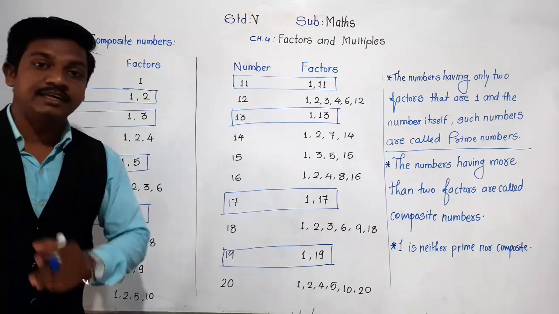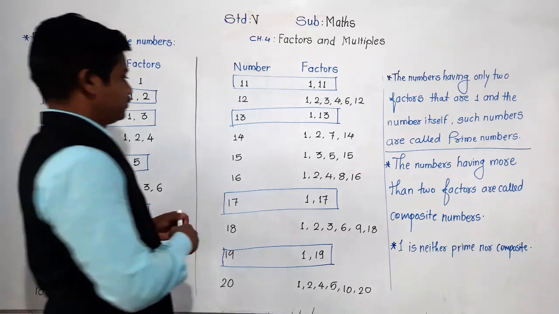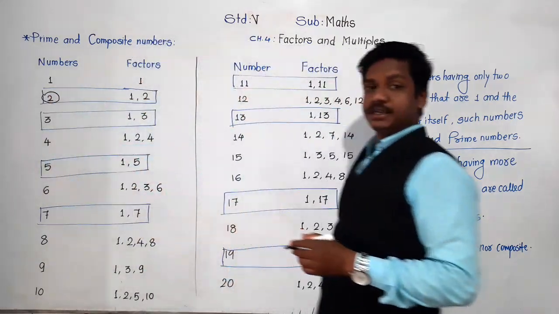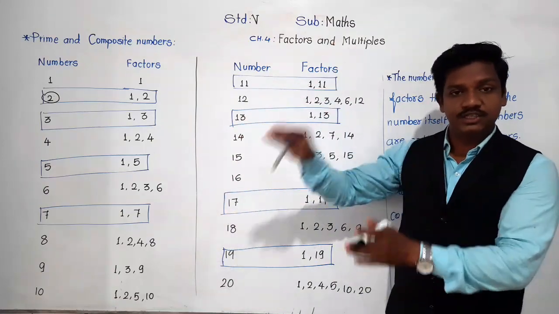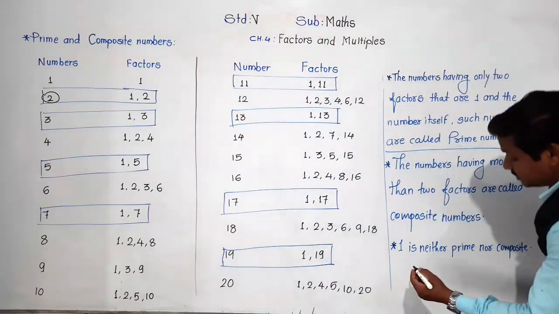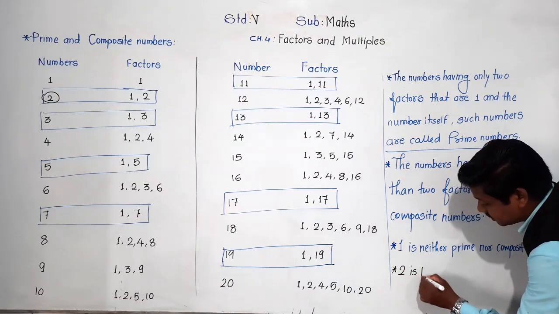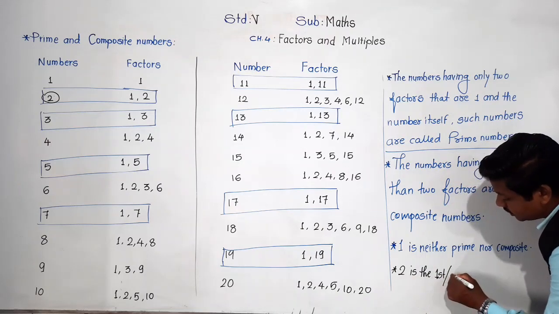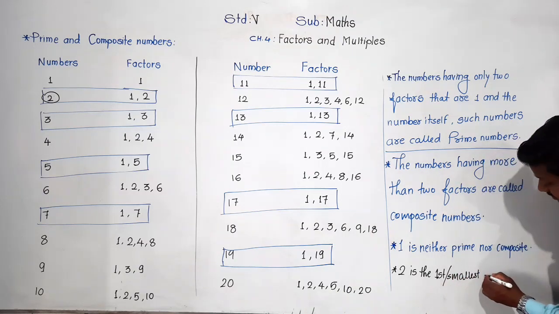Which is the first prime number? Yes, this is 2. 2 is the first prime number, right? Or we can say the smallest prime number. 2 is the first, or smallest, prime number.